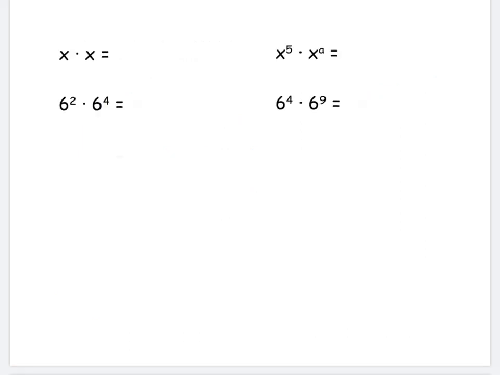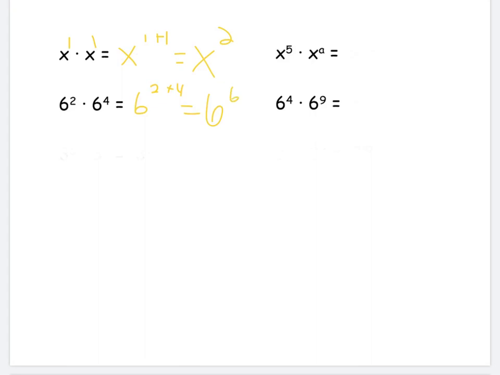If there's no number written, we can assume the exponent is 1. So x to the 1st power times x to the 1st power gives me x to the 1 plus 1, which is x to the 2nd power, or x squared. Then I have 6 squared times 6 to the 4th power. That gives me 6 to the 2 plus 4 power, which gives me 6 to the 6th power.